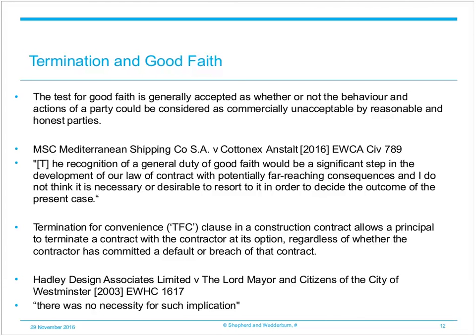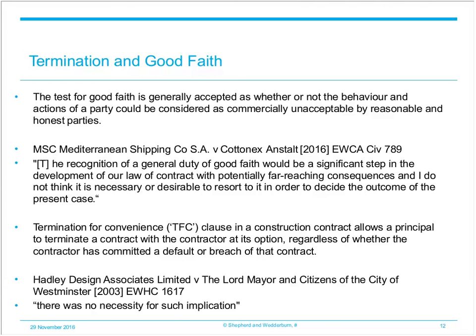With that said, the English courts have signalled an unwillingness to imply good faith more generally in contracts, and the decision of the Court of Appeal in MSC Mediterranean Shipping against Cottonex Anstalt in 2016 clarifies that the position under English law is that there is no general duty to act in good faith. Lord Justice Moore-Bick stated, "The recognition of a general duty of good faith would be a significant step in the development of our law of contract, with potentially far-reaching consequences, and I do not think it is necessary or desirable to resort to it in order to decide the outcome of the present case."